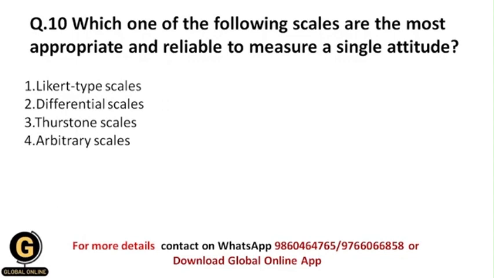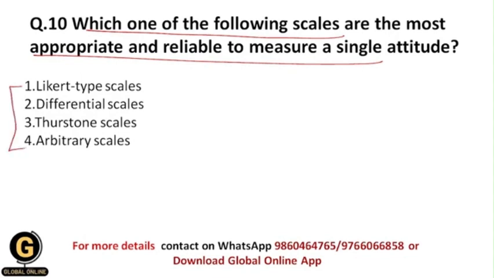Now next is, which one of the following scales is the most appropriate and reliable to measure a single attitude? If I want to measure a single attitude of a person, then here they have given you different types of scales, and from these, which is the most appropriate and reliable scale to measure a single attitude only? Whether it is Likert type scales, differential scales, Thurstone scales, or arbitrary scales. Now students, let us see these scales one by one. Basically these are not the common 4 types of measurement scales in research that we have discussed earlier in this video. These are different scales, and that's why you need to understand the concept of these scales.